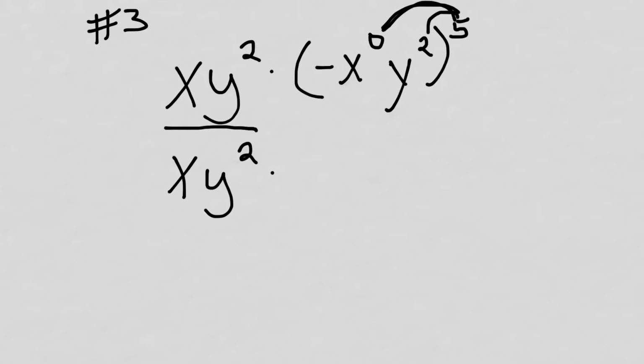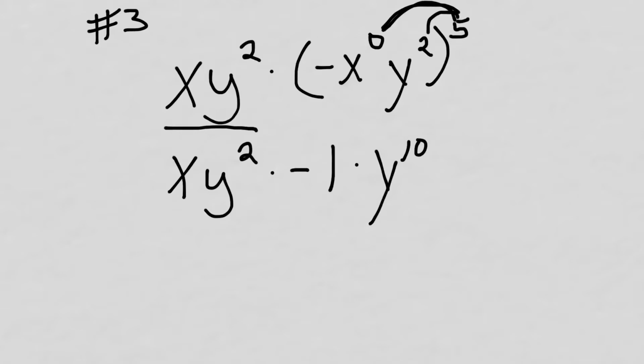So you've got negative x to the 0. Anything to the 0 power, I've said this many times, anything to the 0 power is going to be 1. So that's going to be, the negative sign still comes down, negative 1, times, now we distribute the 5 to the square on the y, so then we get y to the 10th.